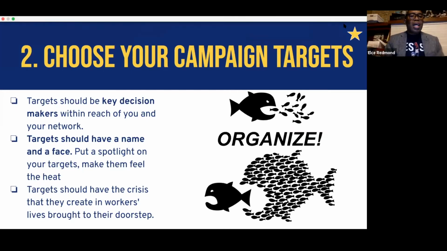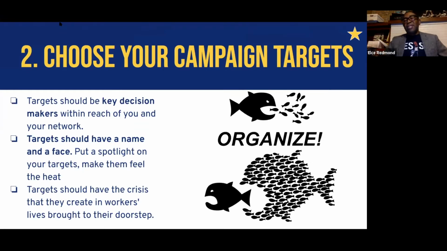So number 2 is to choose what your campaign target is. And this is going to be very important for everybody. The person should be the key decision maker. Sometimes that key decision maker is a supervisor. Sometimes that key decision maker is a manager. And sometimes that key decision maker is the CEO. So you really need to understand who are the people who have the power to give you what you want.